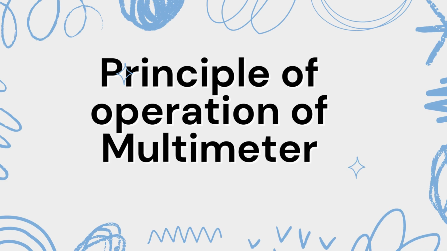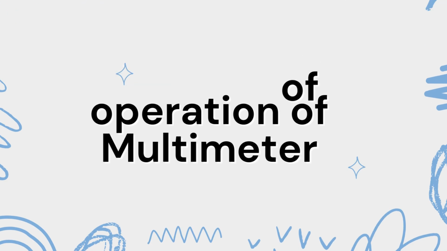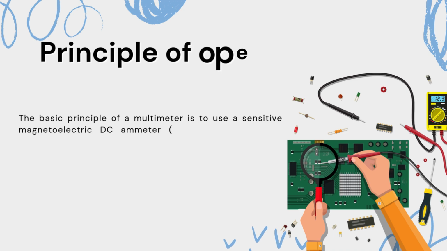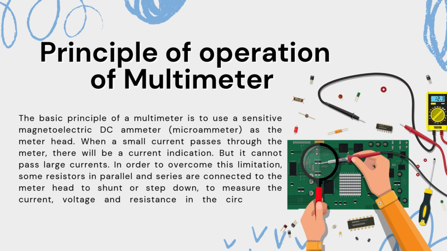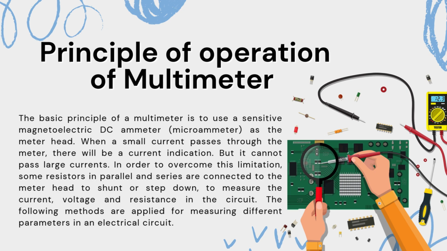Now let us discuss the principle of operation of multimeter. The basic principle of a multimeter is to use a sensitive magnetoelectric DC ammeter, microammeter, as the meter head. When a small current passes through the meter, there will be a current indication, but it cannot pass large currents. In order to overcome this limitation, some resistors in parallel and series are connected to the meter head to shunt or step down to measure the current, voltage, and resistance in the circuit.